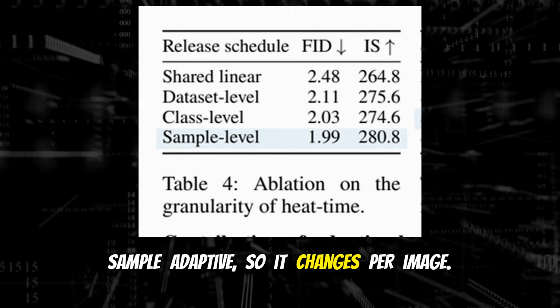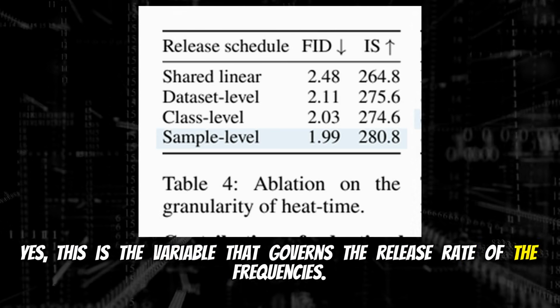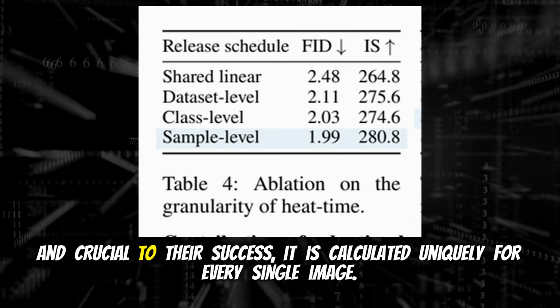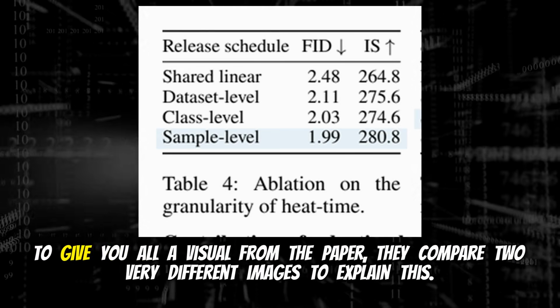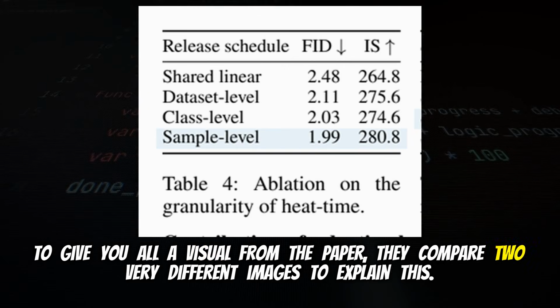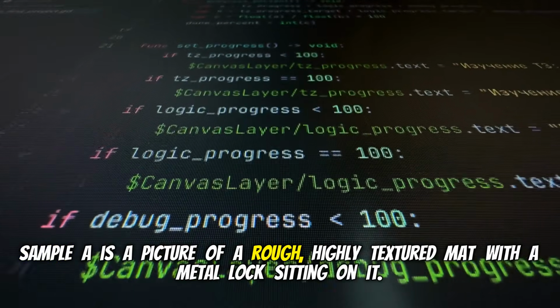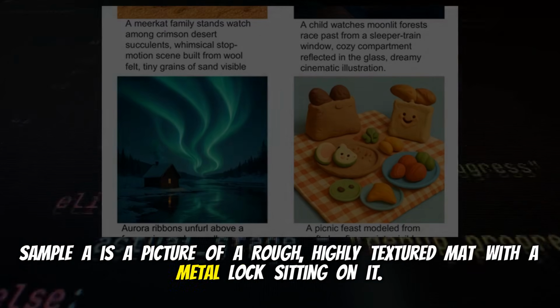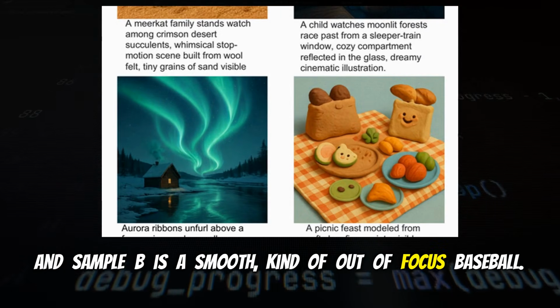Sample adaptive, so it changes per image. Yes, this is the variable that governs the release rate of the frequencies. And crucial to their success, it is calculated uniquely for every single image. To give you all a visual from the paper, they compare two very different images to explain this. Sample A is a picture of a rough, highly textured mat with a metal lock sitting on it. Right. And sample B is a smooth, kind of out-of-focus baseball.